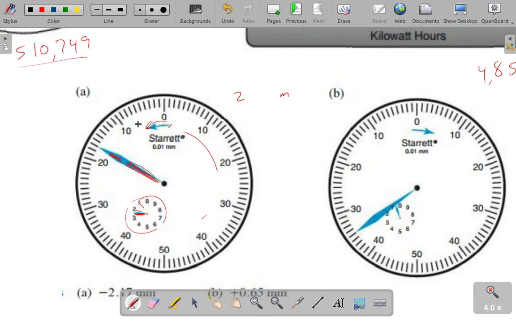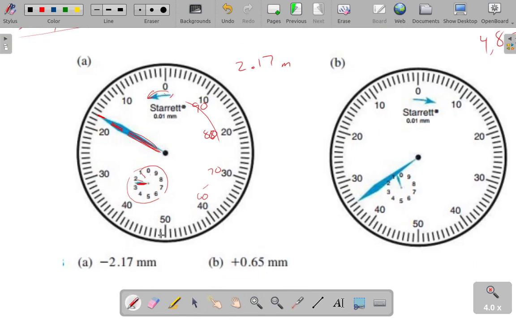If you're rotating in this direction, instead of 40, you should read that as a 60. This should be a 70. This should be 80. And this should be a 90 if you're rotating in the counterclockwise direction. We are rotating in the counterclockwise direction, but we're not over in that region, so we would actually read this to be, what is that, a 17? Now, you can see this is negative 2.17 millimeters.